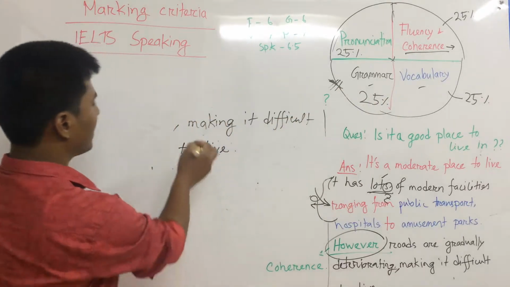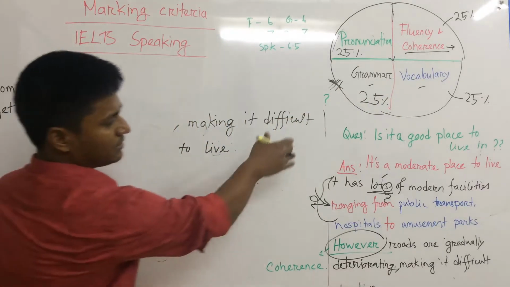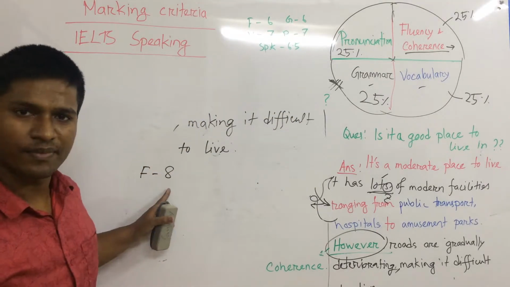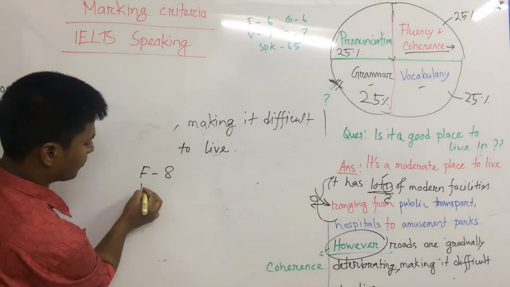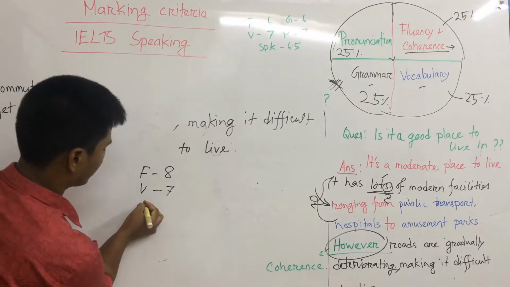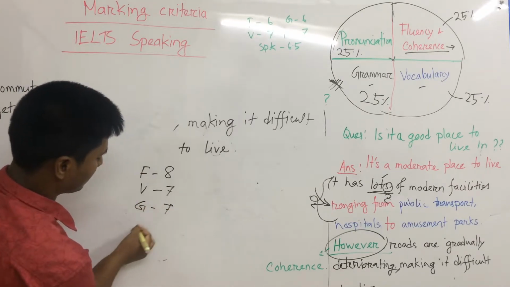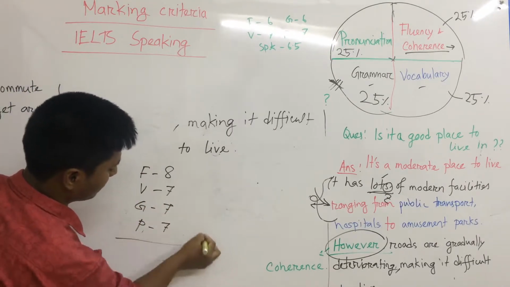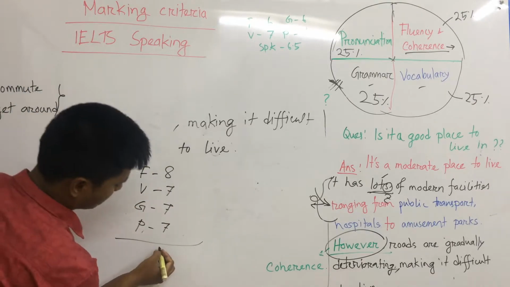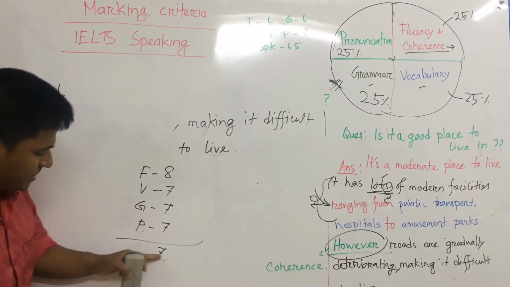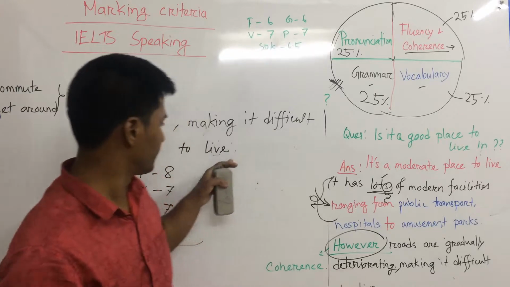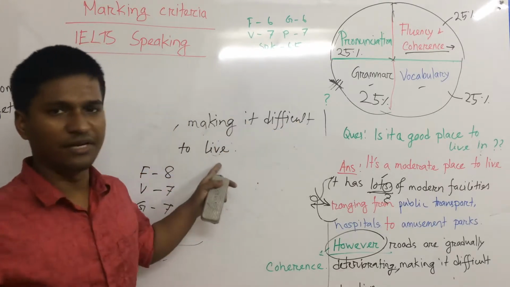Okay? So, let me calculate it here. So, this is a long sentence. So, in fluency part, you are getting say 8. Okay? In vocabulary section, maybe you are getting 7. In grammar section, maybe 7. And then pronunciation, maybe 7. So you are getting what? 21, 29, 29, 28. So it's 7. Or maybe 7.25, I don't know. So, live here. Making it difficult to live.